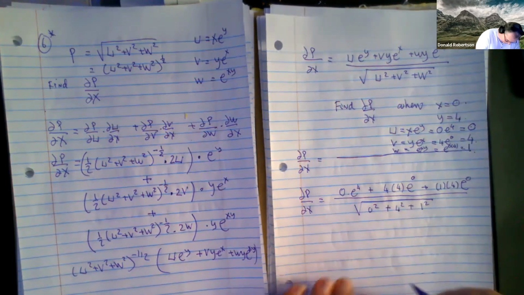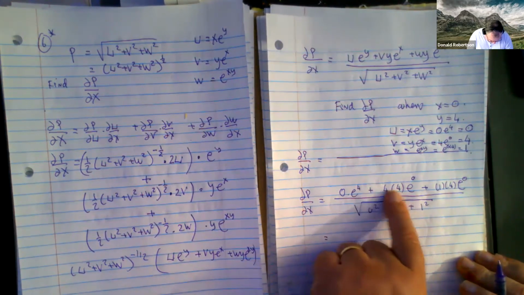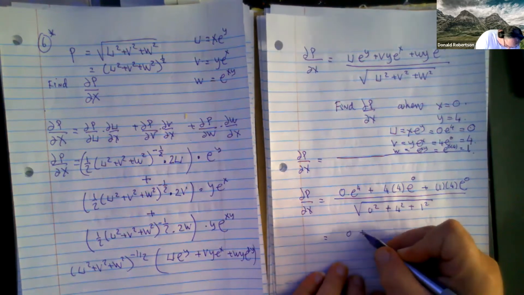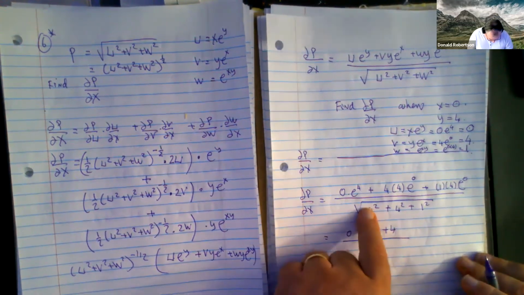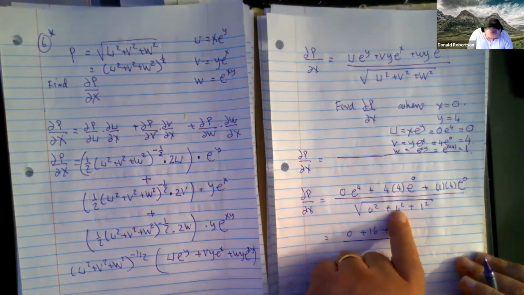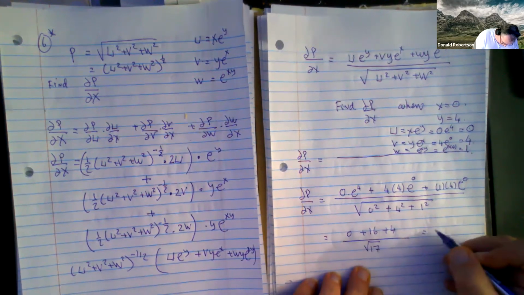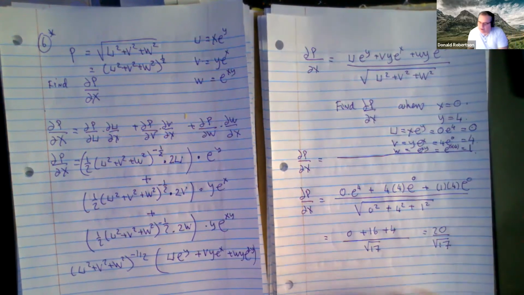That guy is 0, that guy is 16, and that guy is 4. That guy is 0, that guy is 16, and that guy is 1. So I would get the answer, which is that guy.